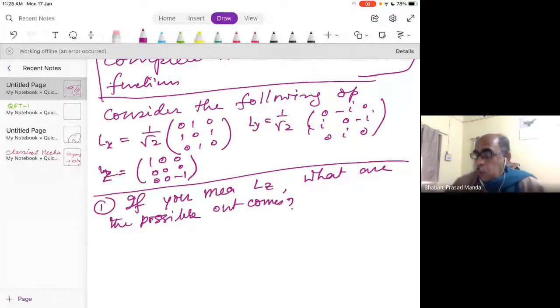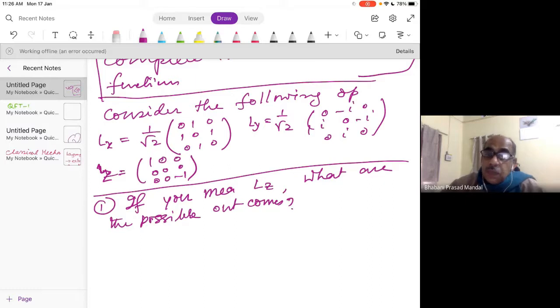Okay, so what do you do? This is the first part of the question, and it is very simple. Three operators are given. Now suppose you measure the third one, Lz, which corresponds to this operator. What are the possible values you can get?